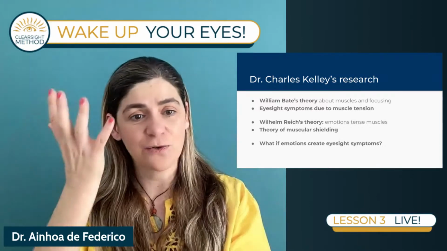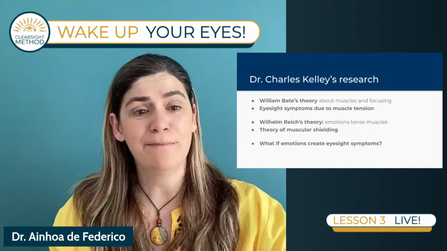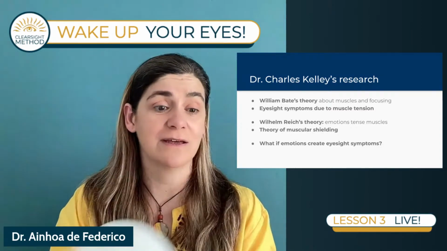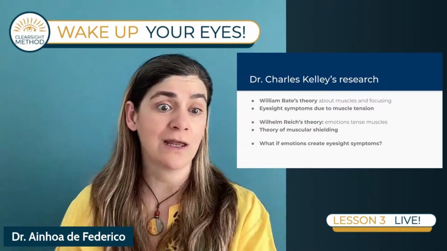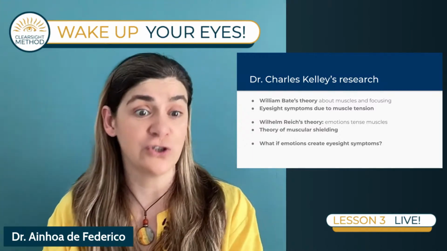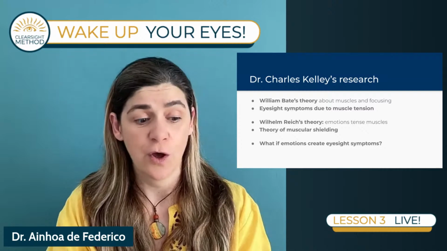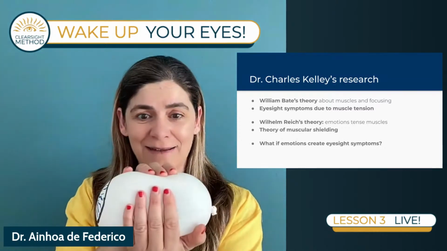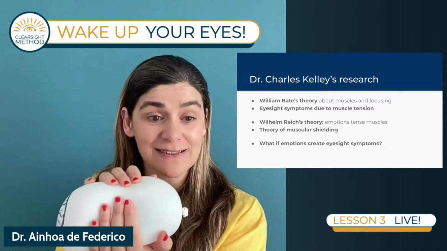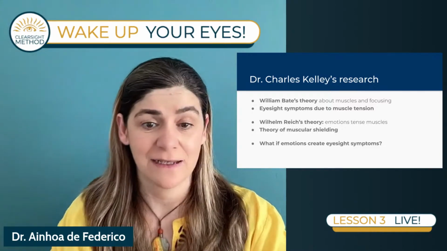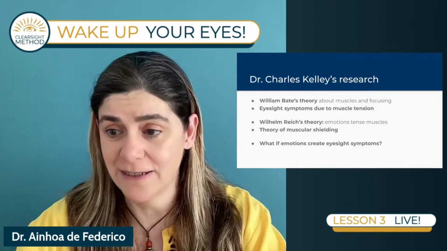So Charles Kelly took these two ideas together. William Bates is saying that it's muscle tension that is causing the eyesight symptoms. And Wilhelm Reich is saying that emotions cause muscle tensions. So what if the thing that is behind the muscle tension creating the eyesight symptom are specific emotions? And so he started working with this idea.